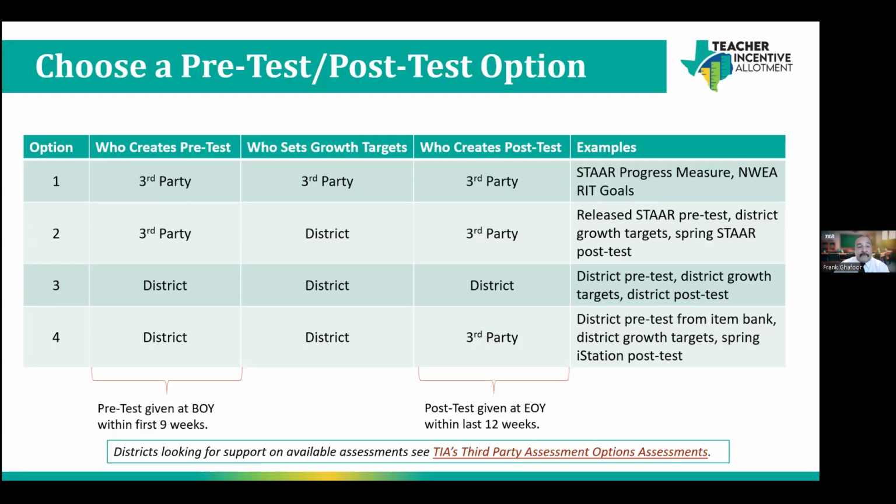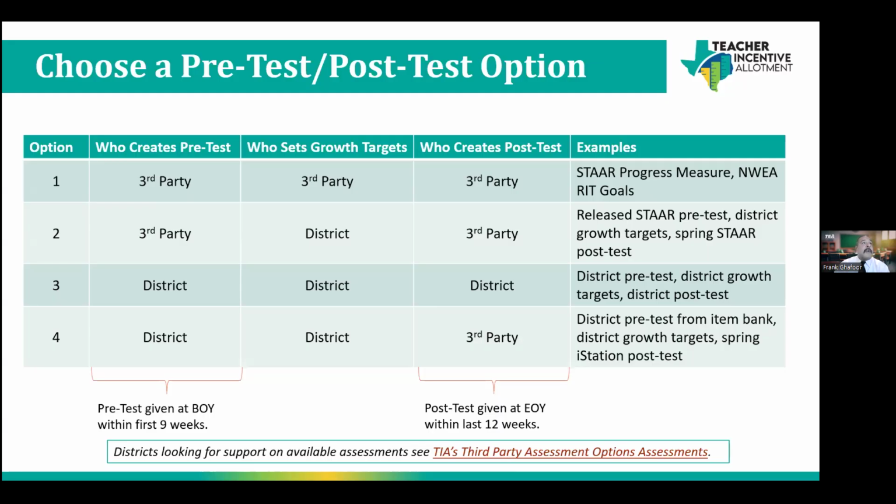And then we have option four. Option four is like our scenario with Pecan ISD earlier. They were giving that district created pretest with select items from the STAR. They were setting growth locally and then using that end of year STAR as the post test. And we often see this in courses like eighth grade science or 11th grade US history, where there is a STAR test, but there is not a progress measure from the previous year or a third party growth measure from the previous year.